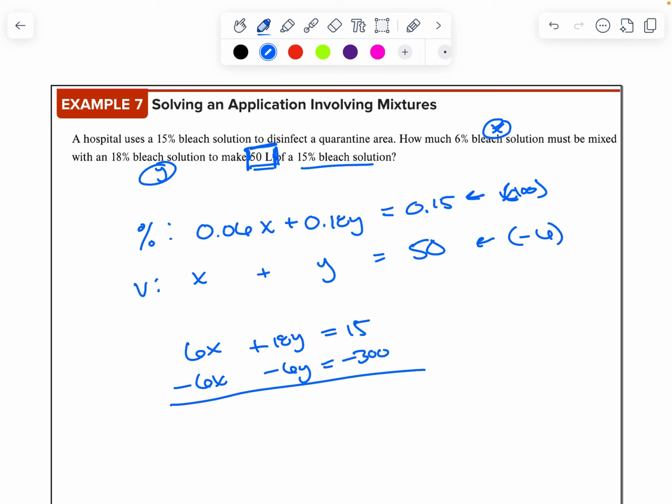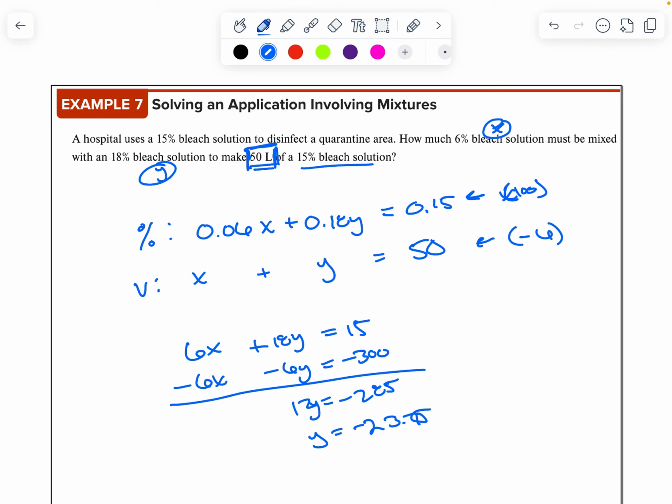I can add those two equations together now. 18 minus 6 is 12. 15 minus 300 is -285. 12y equals -285. Something's not checking out here. And I get -23.75. All right, this is not working out.